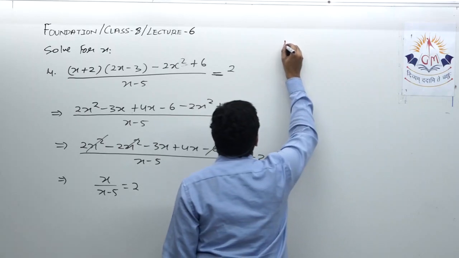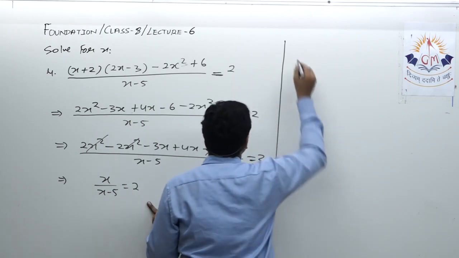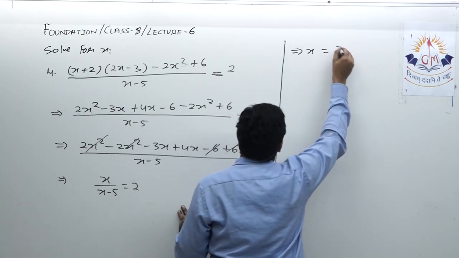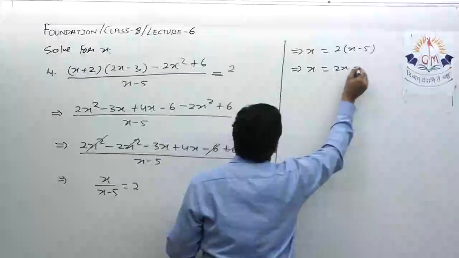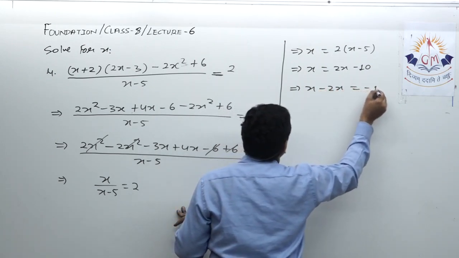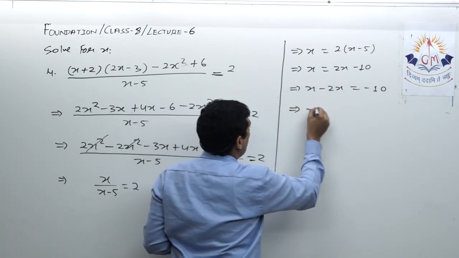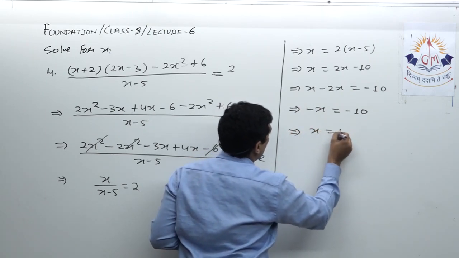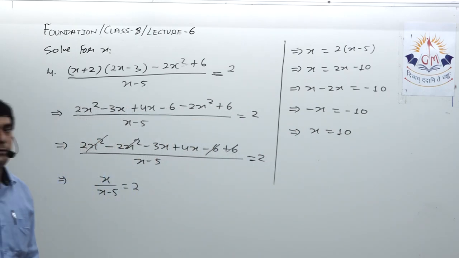Now I will take this x minus 5 on that side, 2 into x minus 5, so x is equal to 2x minus 10. So x minus 2x is equal to minus 10. Okay, when I take 2x on this side, it will be minus 2x. So minus x is equal to minus 10, but I am asked to find x, so x is equal to 10. So this is my final answer. Please note it down, then we'll see the next question.